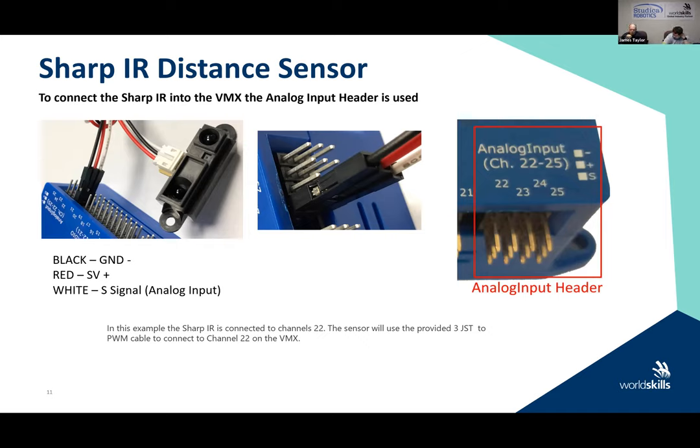In this example, we're going to connect the Sharp IR to channel 22, using the 3JST to PWM cable. All the pictures in these presentations showing how to connect are what we're showing in the sample code today. So if you wire everything up to these inputs to test it, you'll have the example project, and in that example project everything is wired up this way as a good sample and a good test.